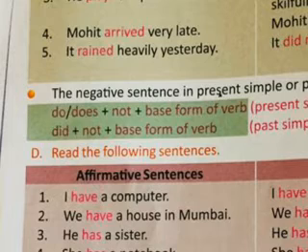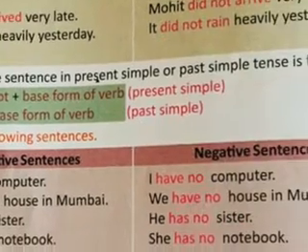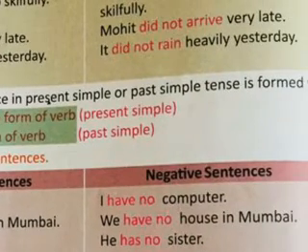So eat is the first form, right? There are 3 forms. Eat is the first form which we use in simple present tense, okay? And when we make negative sentence with this sentence, we are going to put do not, okay? I will tell you the rule also. We are going to write do not. So I do not eat an apple every day.